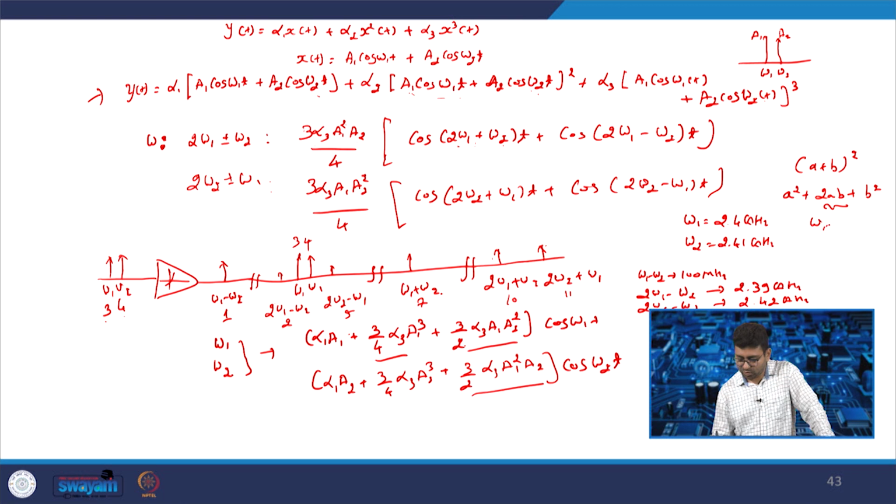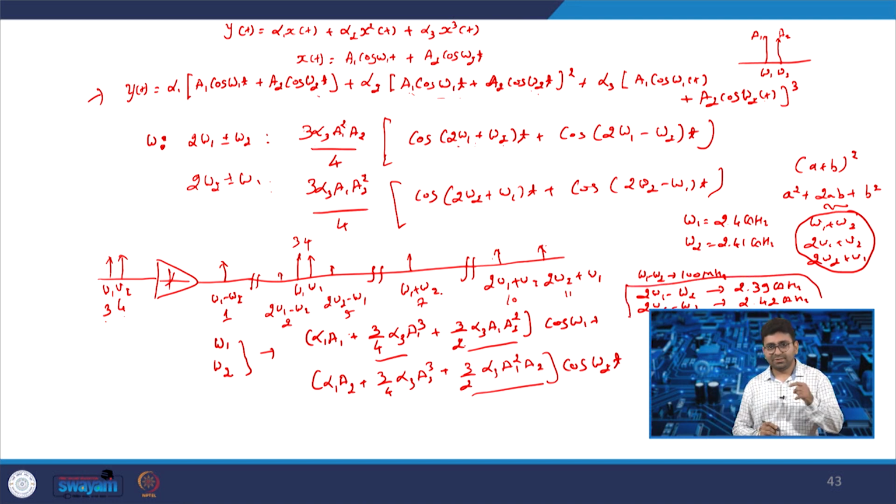So, omega 1 plus omega 2, 2 omega 1 plus omega 2, 2 omega 2 plus omega 1, these frequencies are too far compared to this third order component, because the third order component 2 omega 1 minus omega 2 will be very near. So, these components are near to the desired signal. Omega 1 and omega 2 are the desired signal, and these tones are coming near to your fundamental frequency, and that will add the non-linearity.